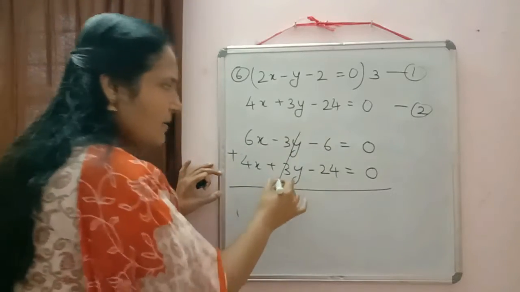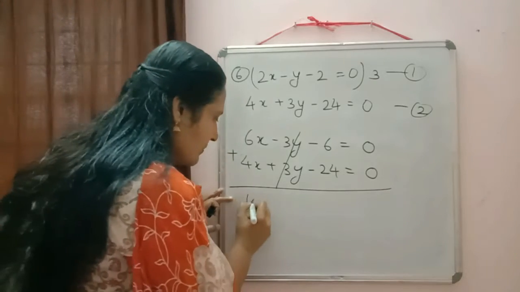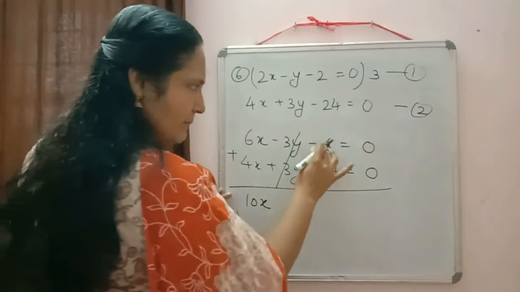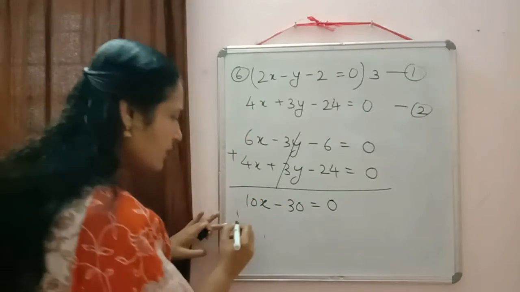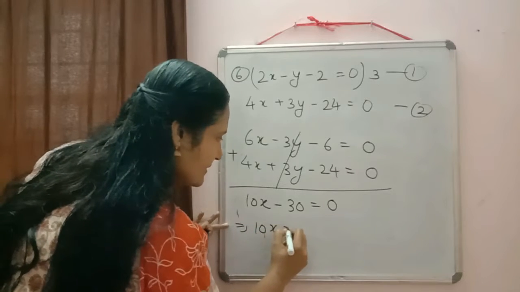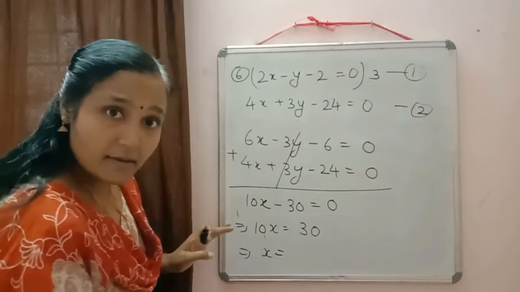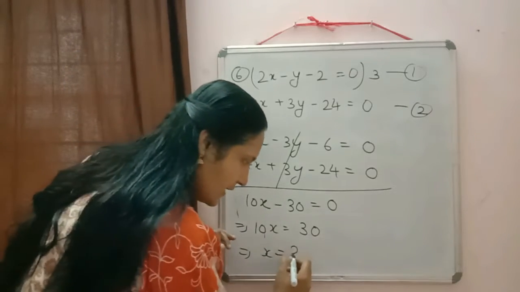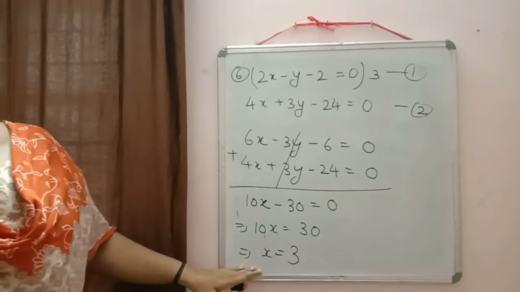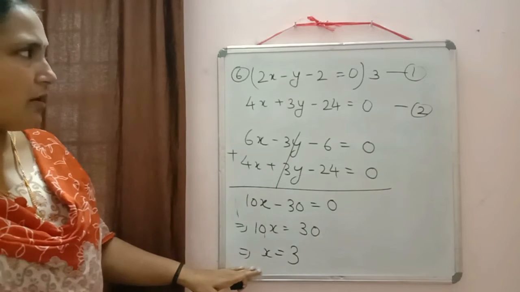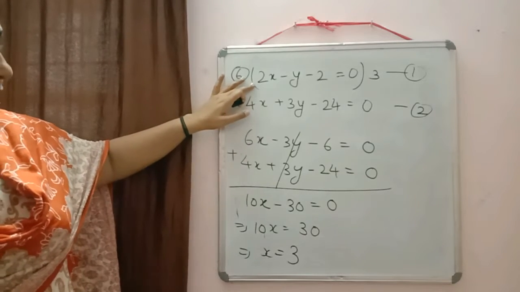So here minus 3y and plus 3y cancelled. 6x plus 4x will be equal to 10x. Minus 6 minus 24, minus 30, is equal to 0. Then we will get 10x is equal to 30, and then x is equal to 30 divided by 10. So that will be equal to 3. So we got x is equal to 3. And I think equation 1 is easy to solve there. Now we are substituting the value of x in equation number 1.